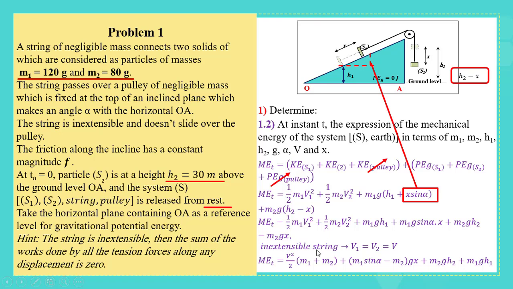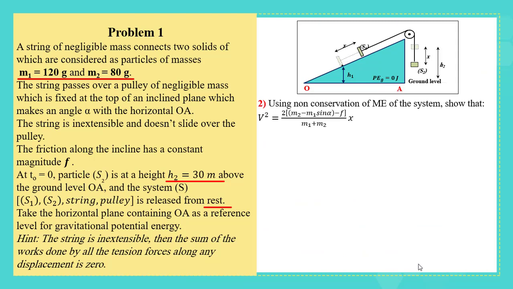Now, taking v common and x common and rearranging this equation, we find that half v squared into m1 plus m2, plus m1 sine alpha minus m2 into g x, plus m2 g h2 plus m1 g h1, is the expression of the mechanical energy at any time. Using non-conservation of mechanical energy of the system, show that v squared equals this expression. Why did they say non-conservation of mechanical energy?